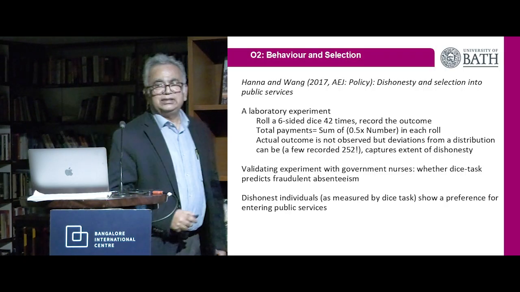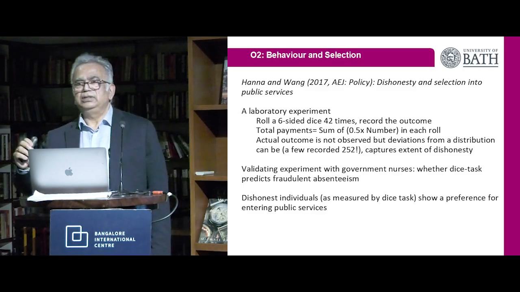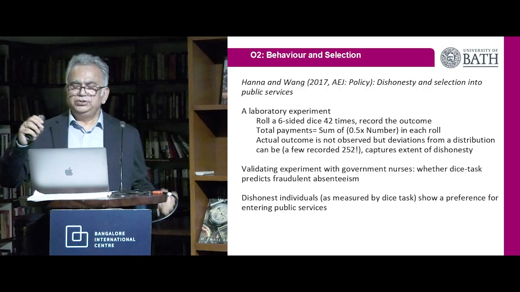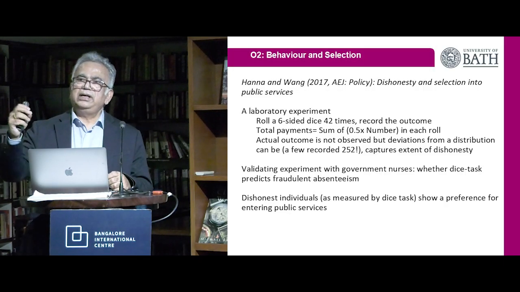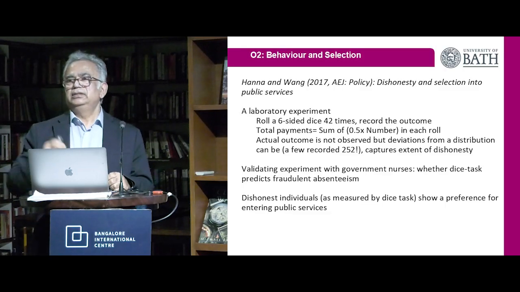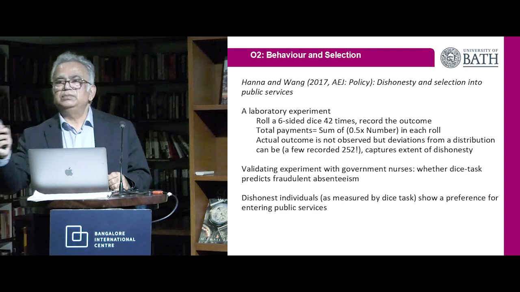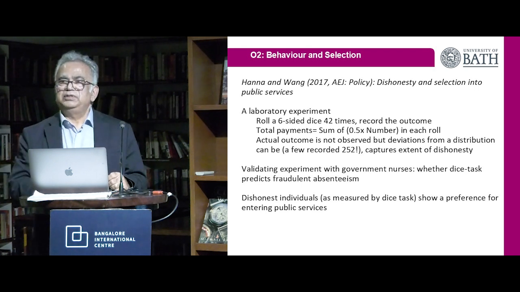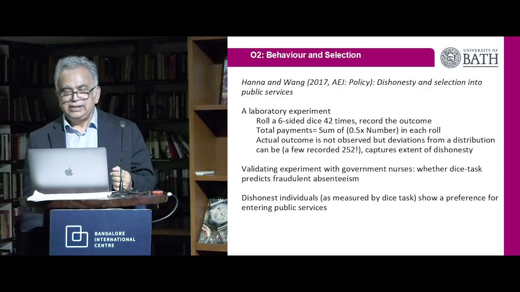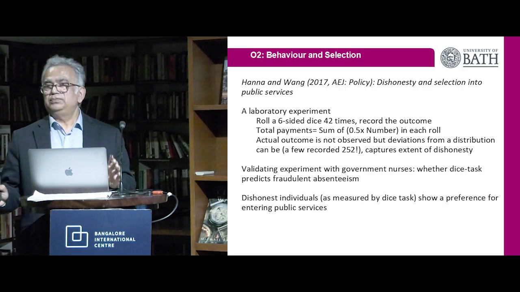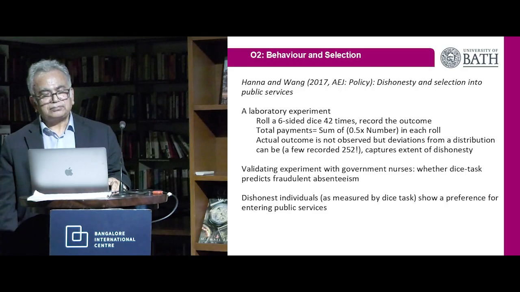So what is the dishonesty part? We are supposed to roll a six-sided dice, 1 to 6, and record the outcome. If I get 1, I tell them and I get paid 50p for that. If I roll 3, I record it and get 3 times that, so 1 rupee 50p. If I say 6, I get 3 rupees. And you do it 42 times. The actual outcome is not observed, but deviations from honesty can be recorded.